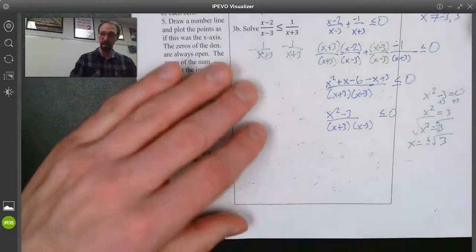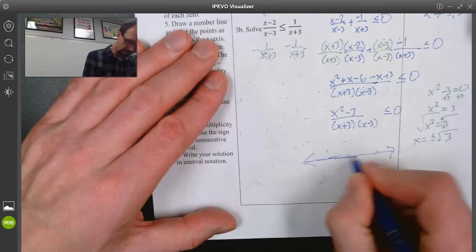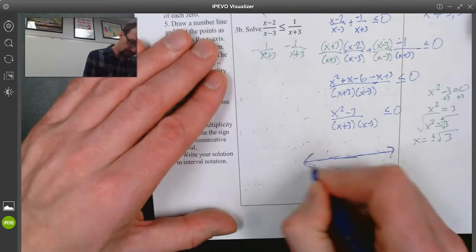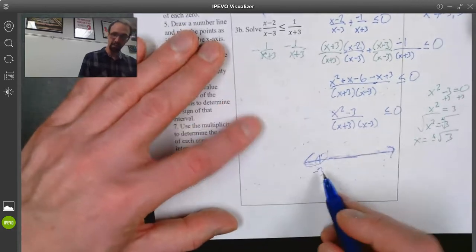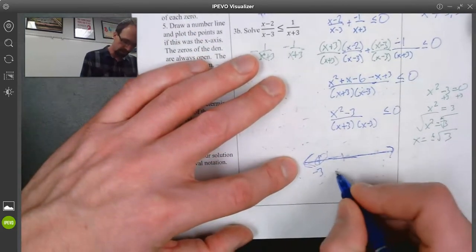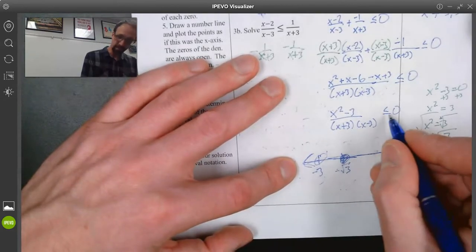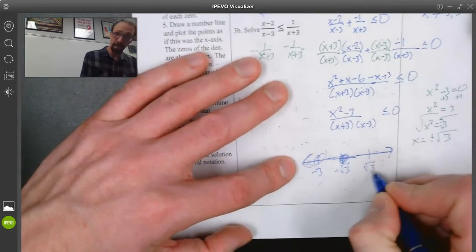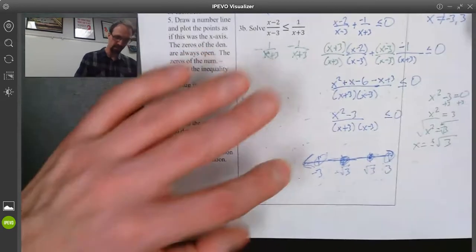So now on my graph, I have four numbers to keep track of. I have -3, which remember is going to be open. I have negative square root of 3, which is going to be closed because it's equal to. Positive square root of 3, also closed. And then 3, which is going to be open.